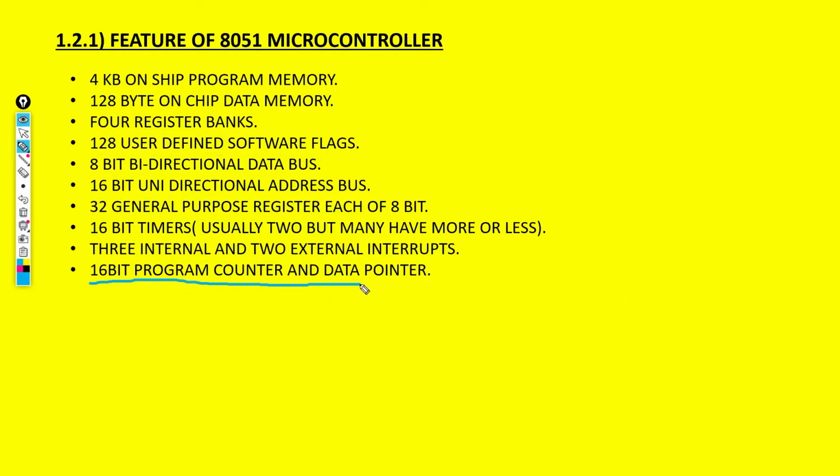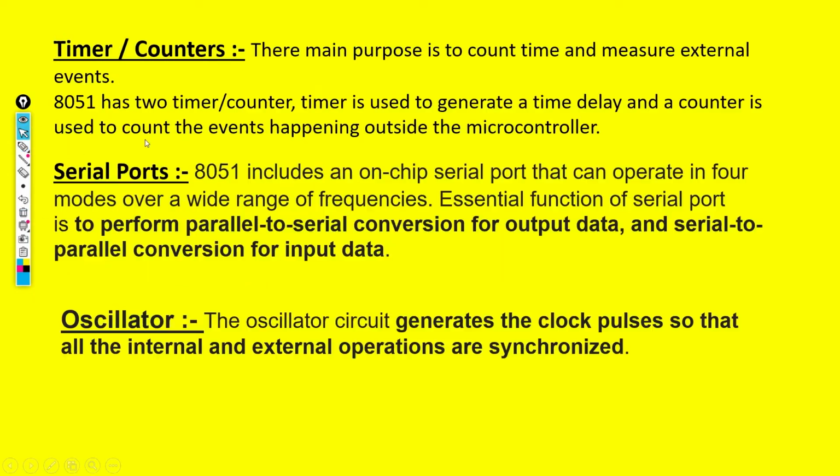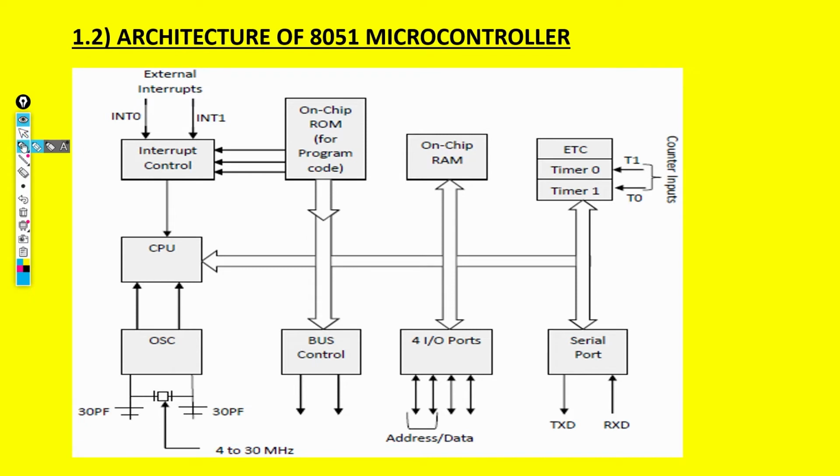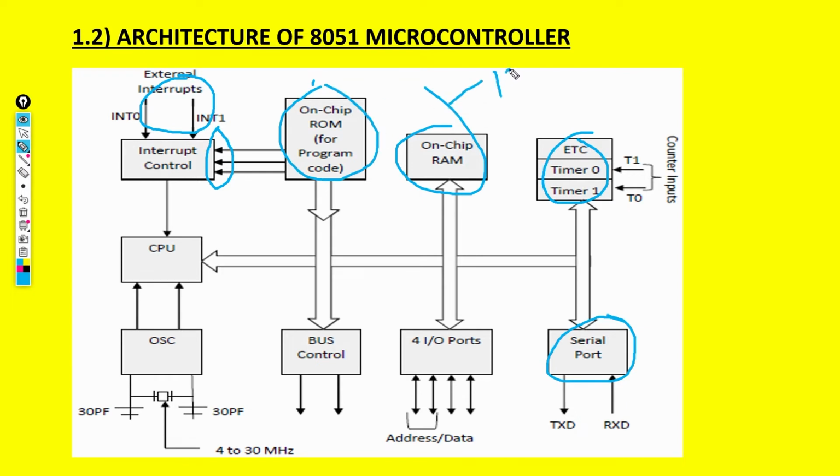16-bit program counter and data pointer. This point is not that important. So till now what we have learned is that the 8051 microcontroller consists of two external interrupts and three internal interrupts, two timers and counters, a serial port, RAM and ROM, where the RAM is of 128 bytes and we can also add external RAM, and the ROM is of 4 kilobytes.